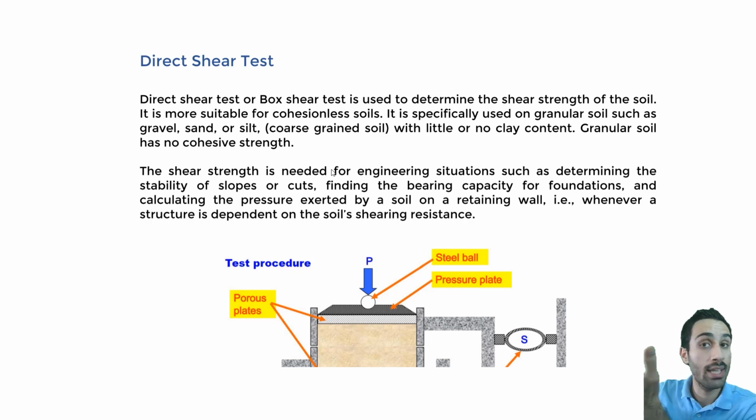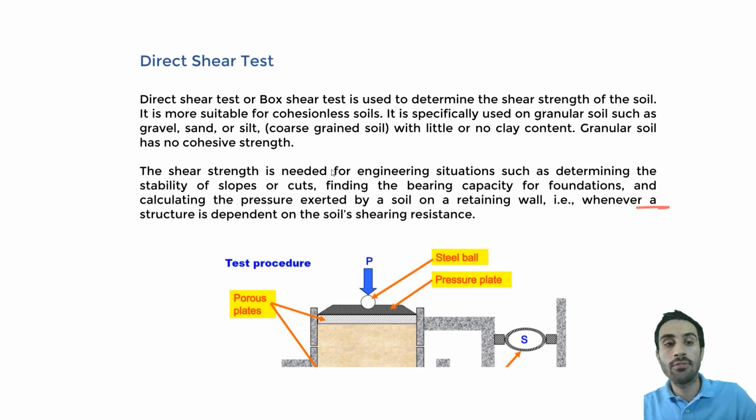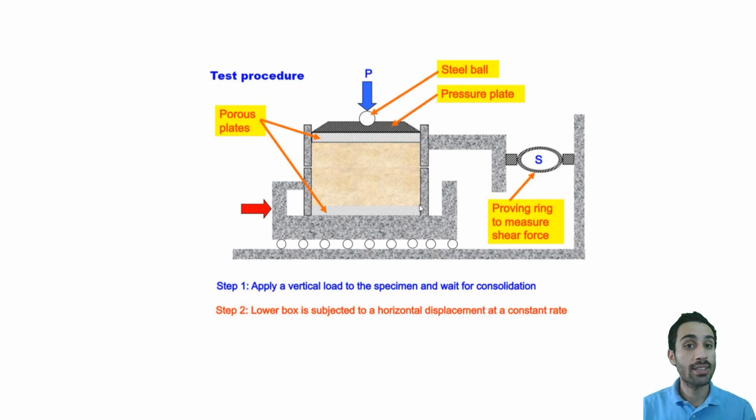So we know that shear strength is needed for engineering situations. We need it for determining the stability of slopes and cuts, finding the bearing capacity for foundations, and calculating the pressure exerted by the soil on a retaining wall, or in general, whenever the structure is dependent on the soil's shearing resistance. It's a very important property, and the parameters we get when doing this test will be important.